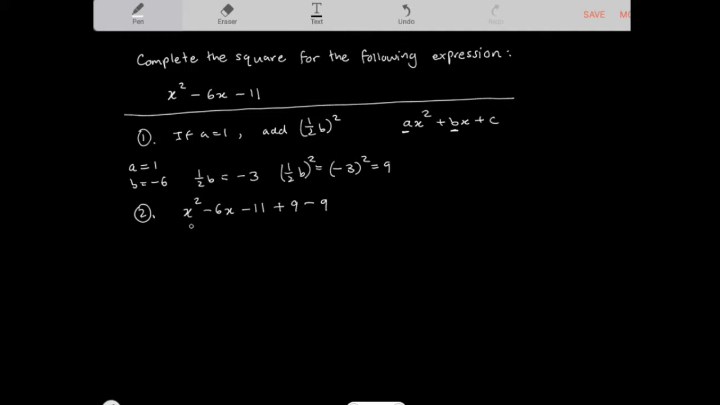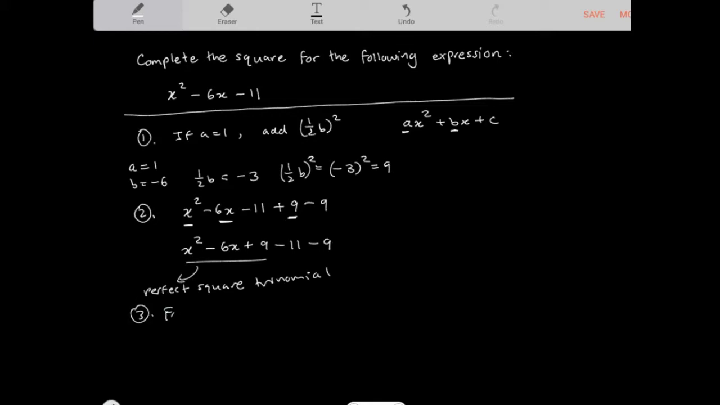Now, basically, the first two terms and the 1/2 b squared term that you added, they form something called a perfect square trinomial. So I'm going to group these guys together. So you get x squared minus 6x plus 9 minus 11 minus 9. So this forms a perfect square trinomial, right? And because this forms a perfect square trinomial, we want to factor this perfect square trinomial.